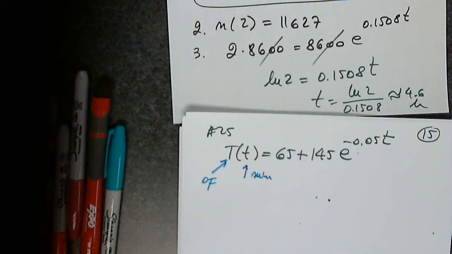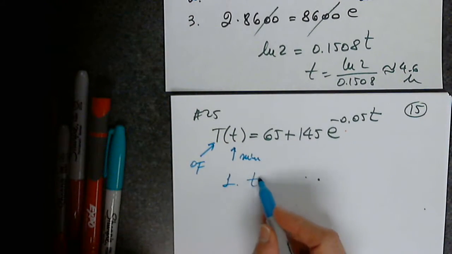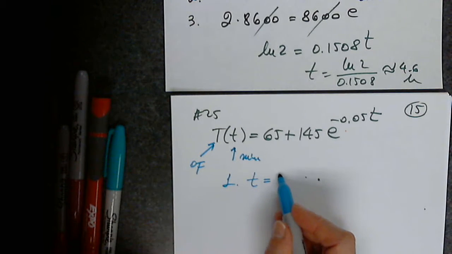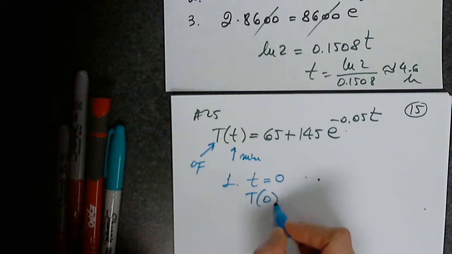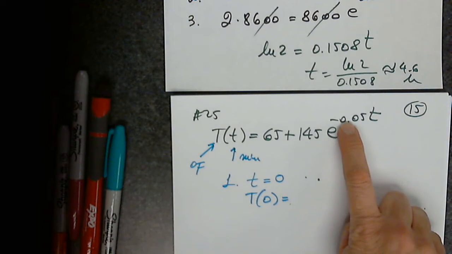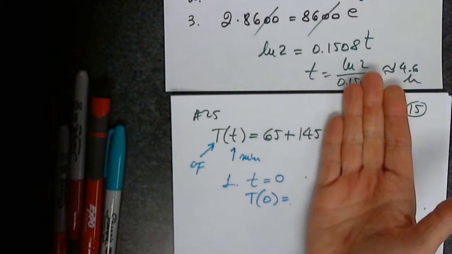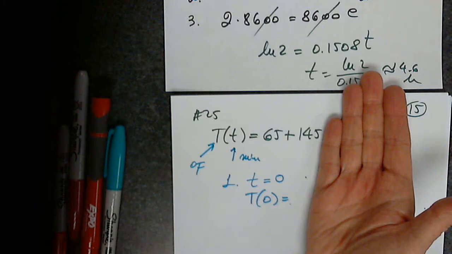Good. What is the initial temperature of the soup? How do I find the initial? Always when t is 0. So I have to find T of 0. T of 0 we can do by hand. How much is 0 times negative 0.05? How much is e raised to 0? How much is 1 times 145? 145. How much is 145 plus 65?